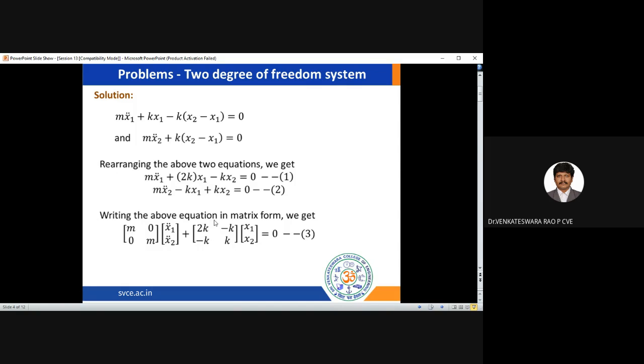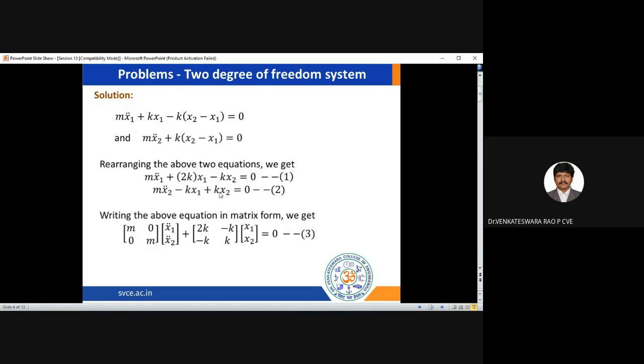So simply speaking, when you write these equations in this standard form, x1 multiplication first, then x2 multiplication next, the multiplications we have in the first equation, that is the stiffness values, you can simply write in the first row of the stiffness matrix. You see 2k here and minus k. And from the second equation, the x1 multiplication is minus k and the x2 multiplication is k. It has to follow the sequence.